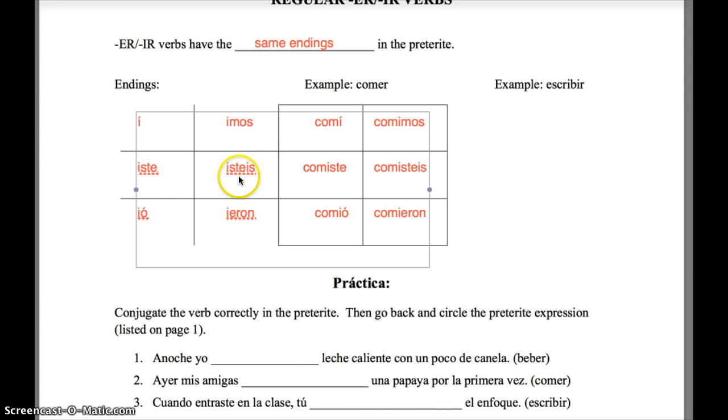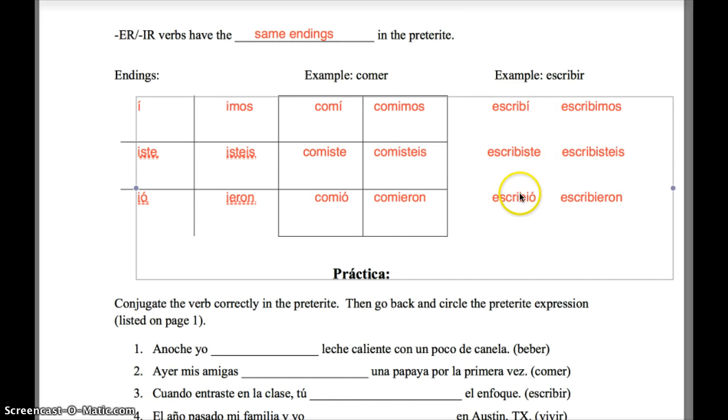And this looks really scary, but it's actually just this, plus the is at the end, so it's actually not that bad. And then I just noticed escribir here. So I've got escribí, escribiste, escribió, escribimos, escribisteis, and escribieron. And again, imos, no matter what. Okay? So again, we want you to circle the preterite expression and conjugate the verb correctly.